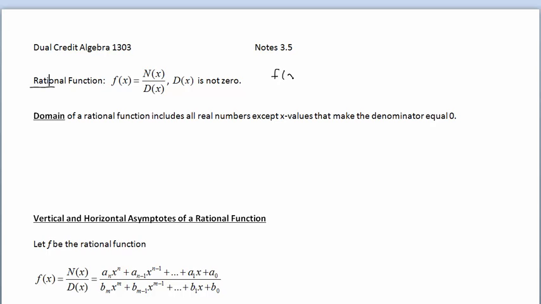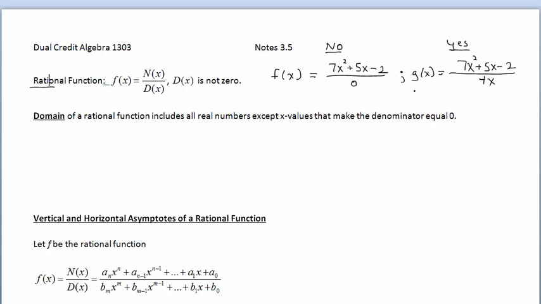Let's look at an example and a non-example. So far, it looks good. But if you put 0 down here, no, this is not a rational function. Again, the numerator looks fine. The denominator isn't 0. It's a polynomial function, so yes, this is an example of a rational function. Just think fractions.